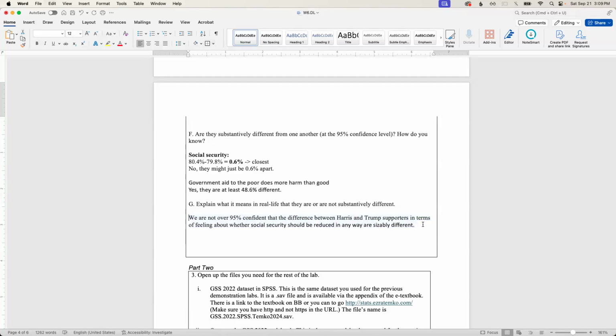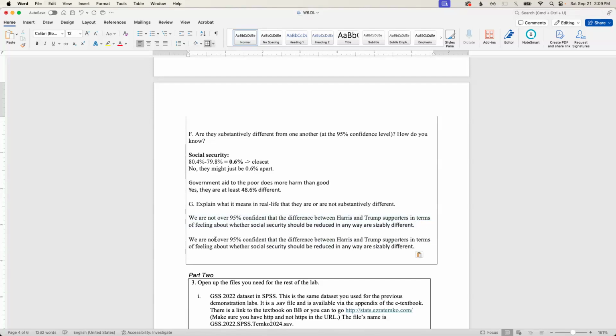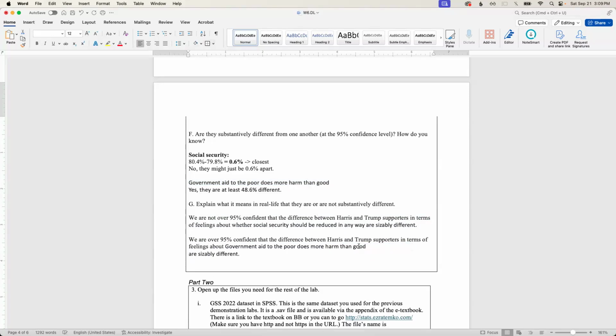So they could be substantively different, but we're not 95% confident that they are. And then for the other one, it means we are over 95% confident that the difference between Harris and Trump supporters in terms of feelings about whether government aid to the poor does more harm than good are substantively different, or sizably different. The difference is a meaningful and substantive size.